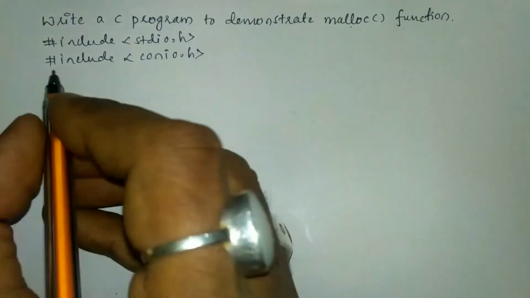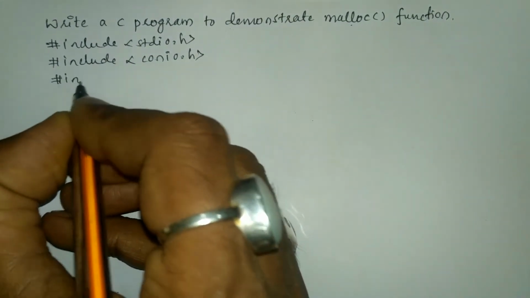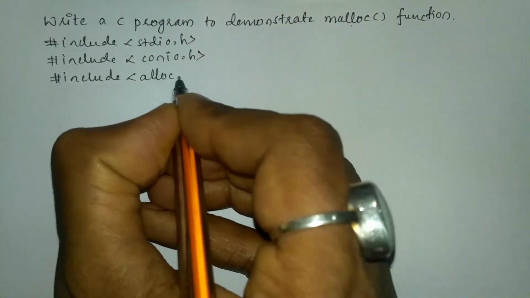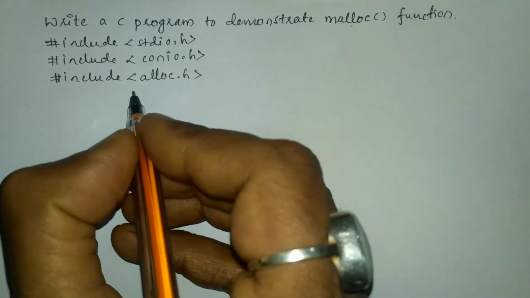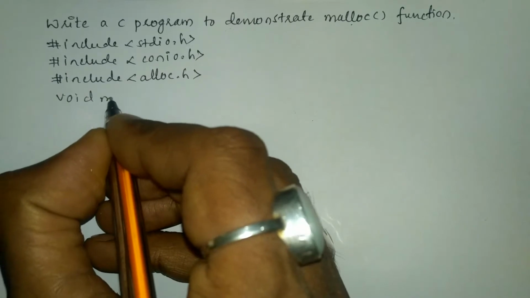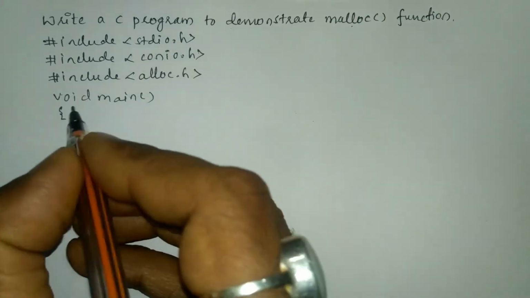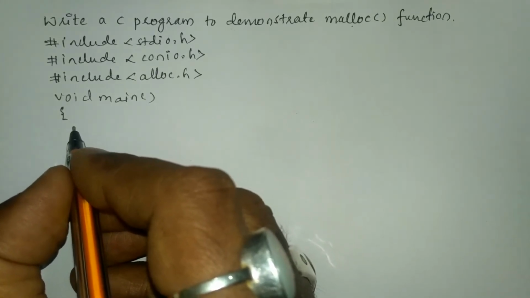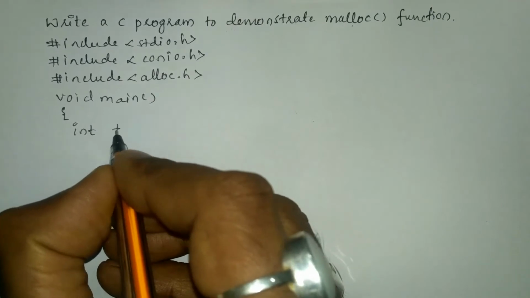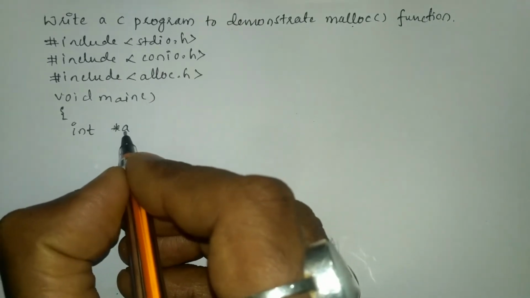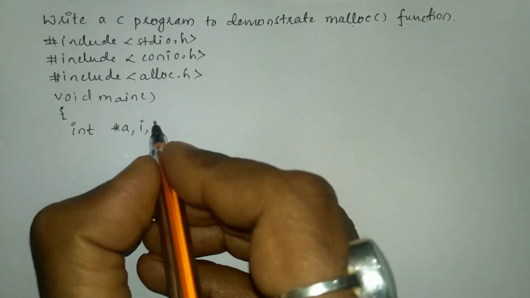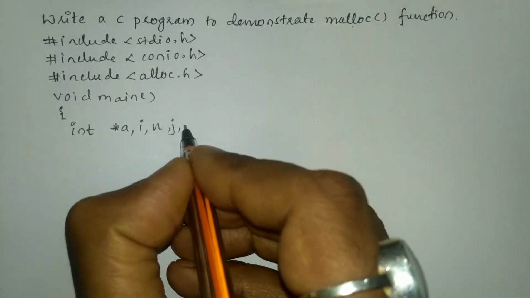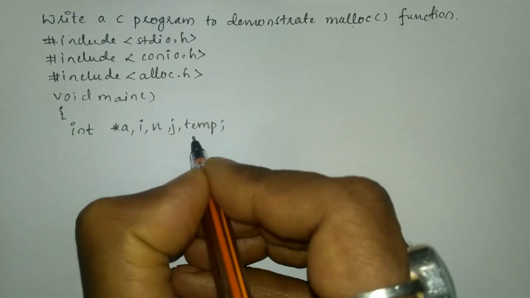So in order to use the malloc function, we are going to include one more header file. In angular braces, we'll write alloc.h. Now let us write the void main function, curly open brace, and here I'm going to declare all the variables which are to be used in the program. Here I'm going to write int asterisk a, that is, it is a pointer variable, next comma i, which is used for index number, n, next j, next one more variable called temp, the temporary variable.